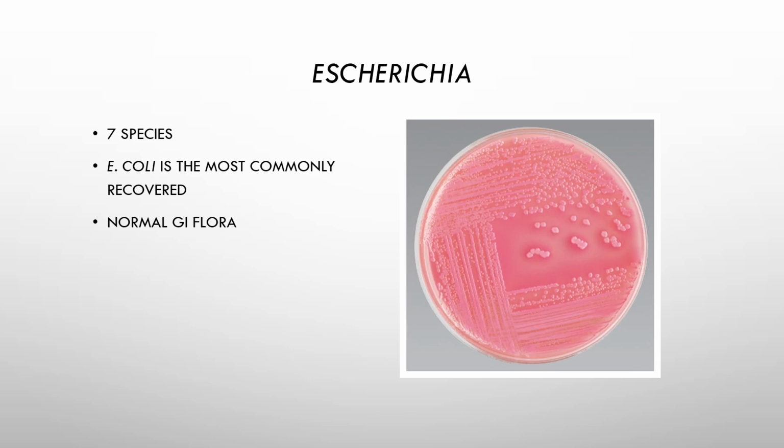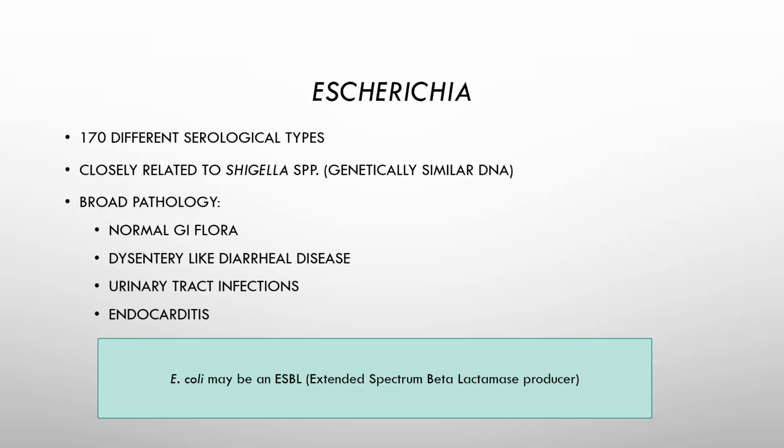Now, Escherichia, we identify these enzymatically and metabolically, but I don't want to get into that too much here because that's probably beyond the scope of what you need to know. Like most gastrointestinal organisms, we can actually serotype this genus, and there are 170 different serological types of Escherichia, and they are closely related to Shigella. Genetically, they have similar DNA, and they can produce toxins that are similar to Shigella as well. And if you remember from other lectures, Shigella is an organism that causes gastroenteritis.